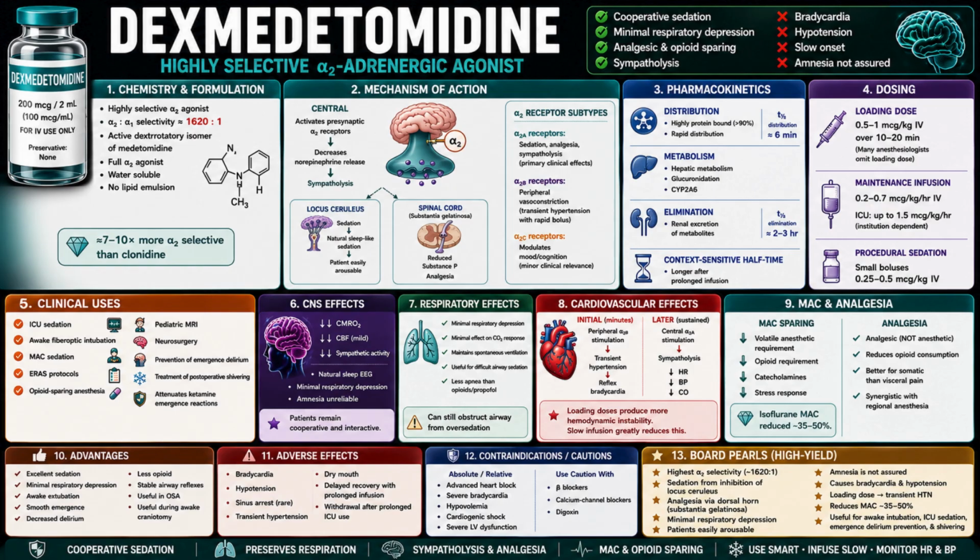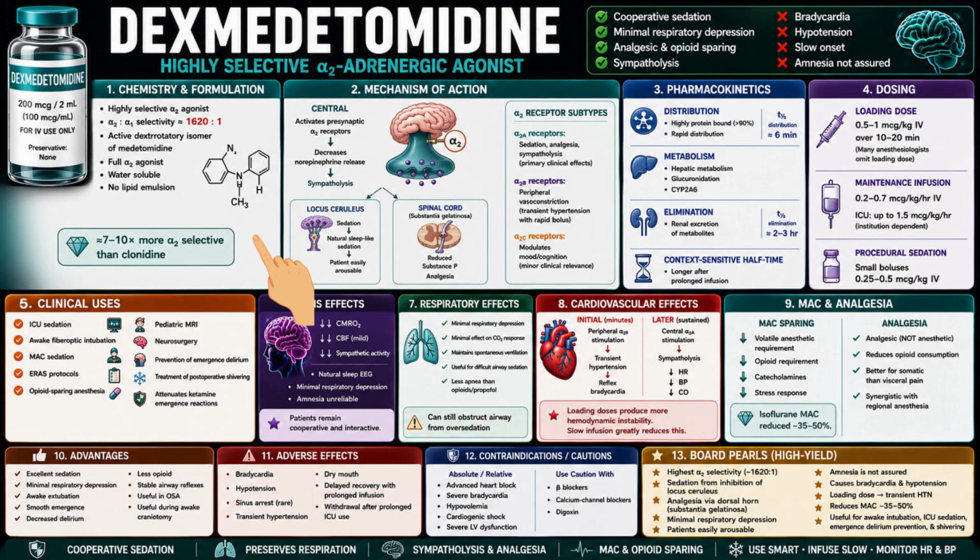The bradycardia can be significant. The hypotension is real. The onset is slow. Amnesia is not assured. But when you understand exactly what it does and exactly who it is for, dexmedetomidine becomes one of the most valuable tools in your entire clinical arsenal. Let's go through all of it.